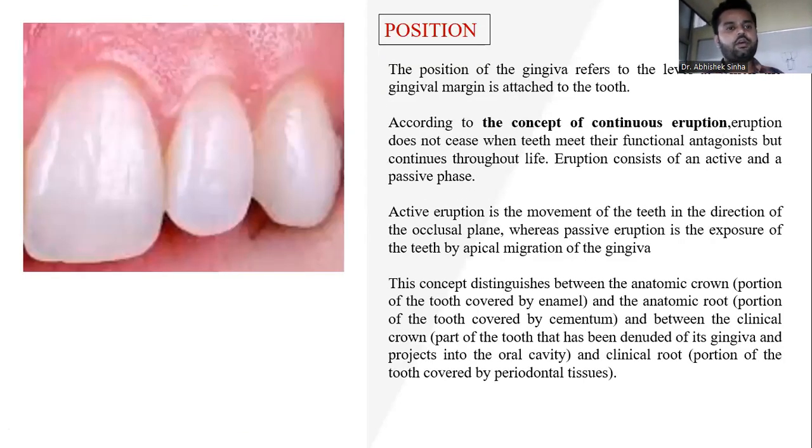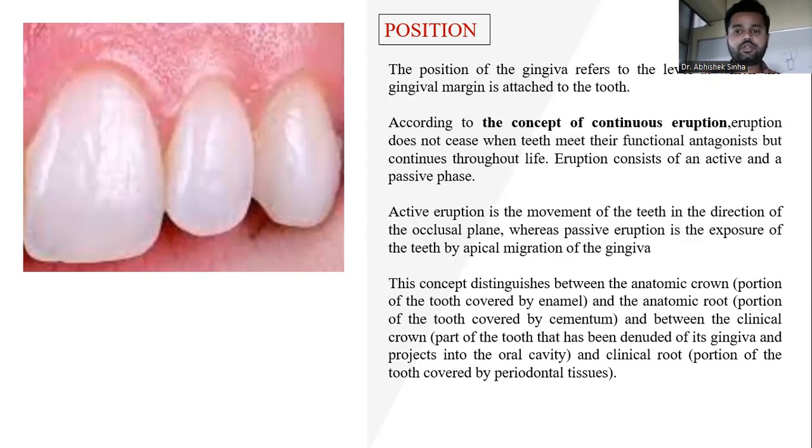Next is position. So where your margins are located, that is your position. According to the concept of continuous eruption, eruption does not cease when the teeth meet their functional antagonists. What are functional antagonists? For a lateral, it is the other lateral on the mandible. So it does not cease with their functional antagonists, but continues throughout life. You know, tooth eruption is a continuous process.